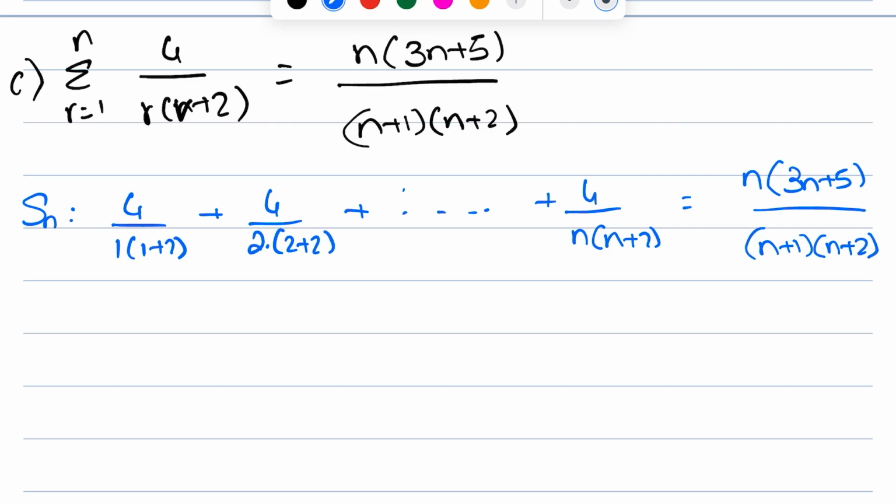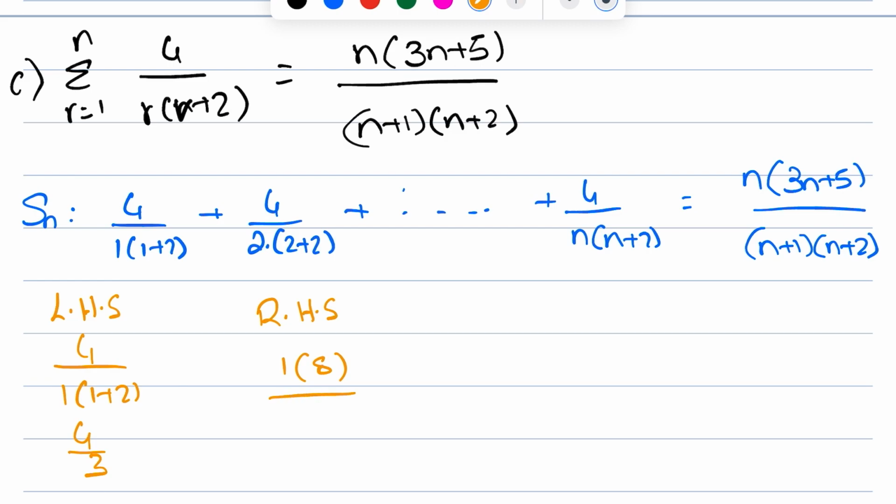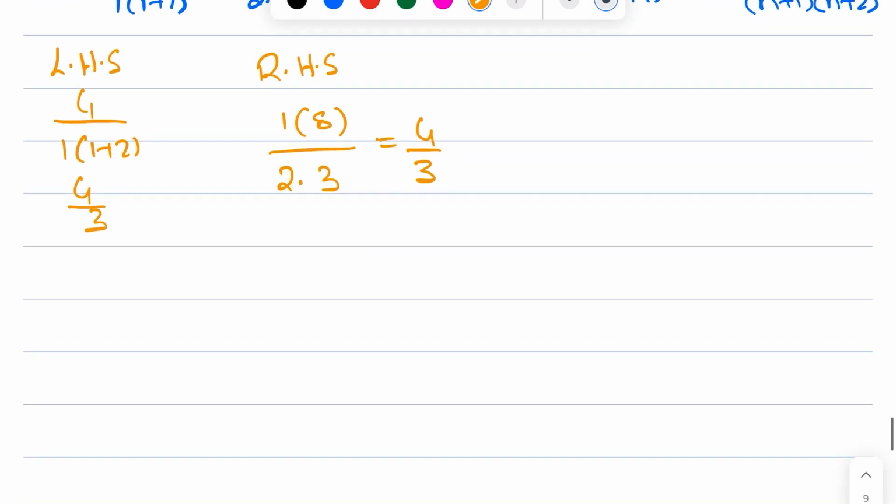Now take the left hand side, n equals to 1. 4 upon 1 times 1 plus 2, which becomes 4 upon 3. What about the right hand side? 1 times 3 plus 5 is 8, 1 plus 1 is 2, 1 plus 2 is 3, which is again 4 upon 3. So therefore the statement is true for n equals to 1. Now let us assume that the statement is true for n equals to k.